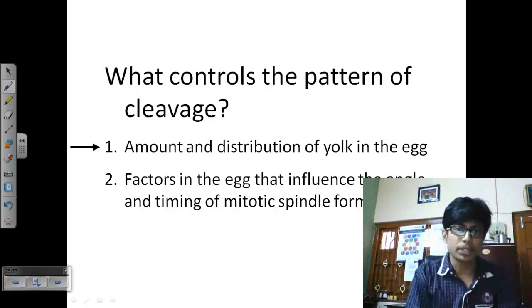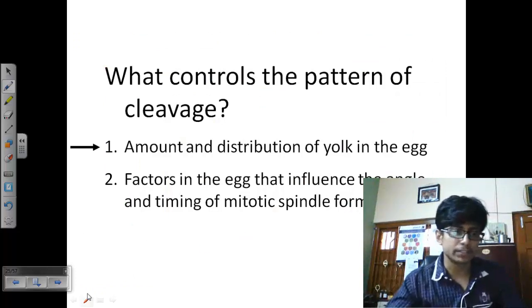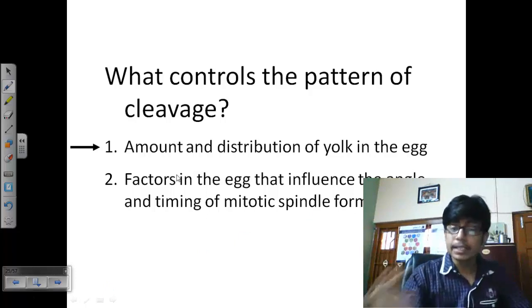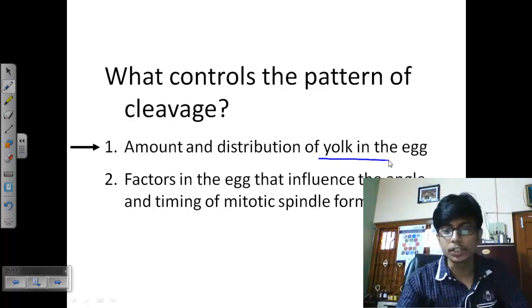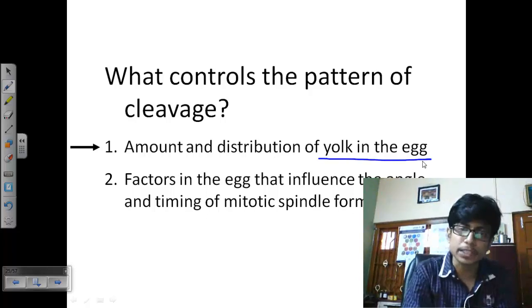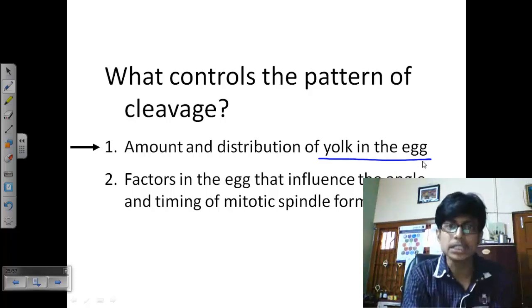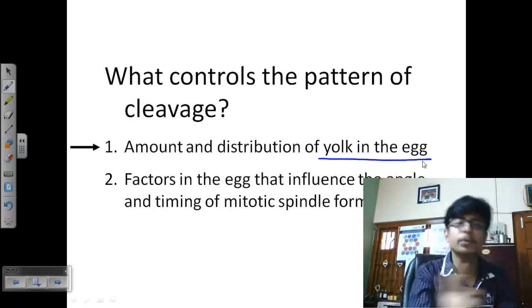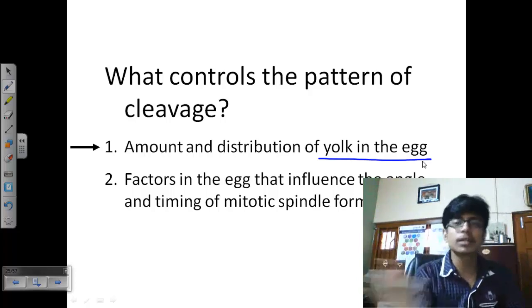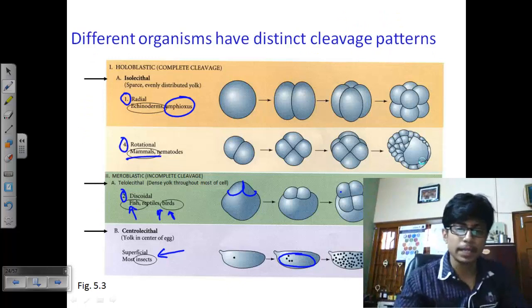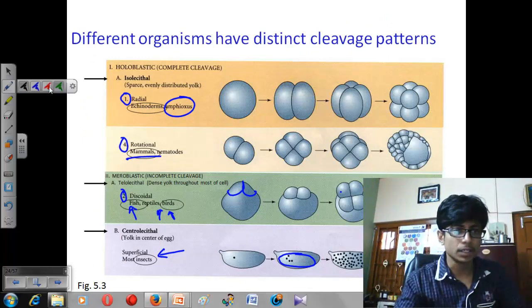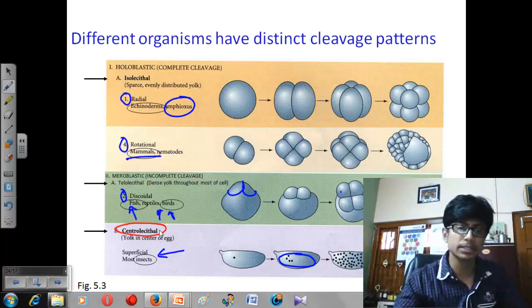So now the big question: what controls the pattern of cleavage, right? There are two different things that control the pattern of the cleavage. First is the amount and distribution of yolk in the egg, where exactly the yolk is present. If the yolk is present in the center of the egg, in that case the cleavage will occur in the centrolecithal process. Like for example, in the case of insects, centrolecithal. Why? Because the yolk is present in the center. That's why centrolecithal cleavage takes place.